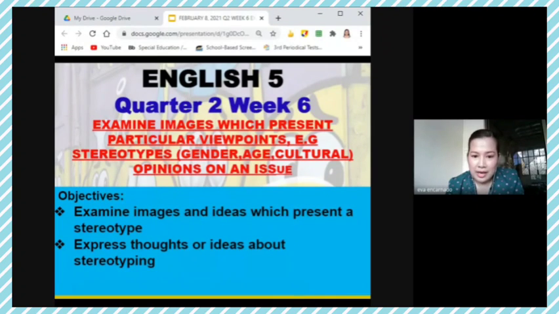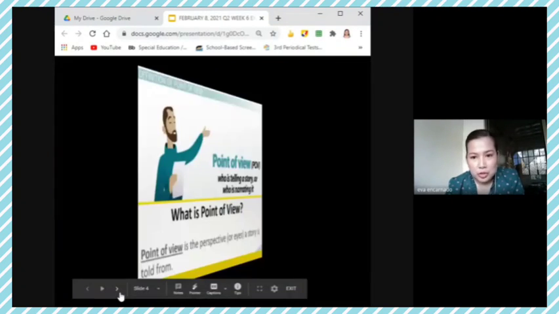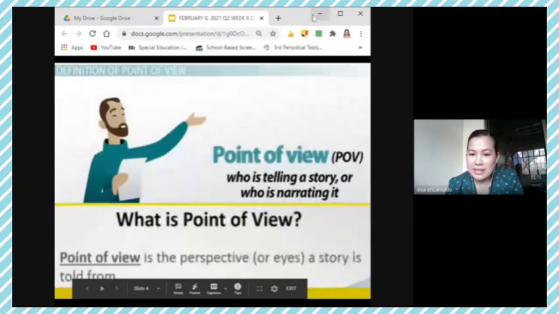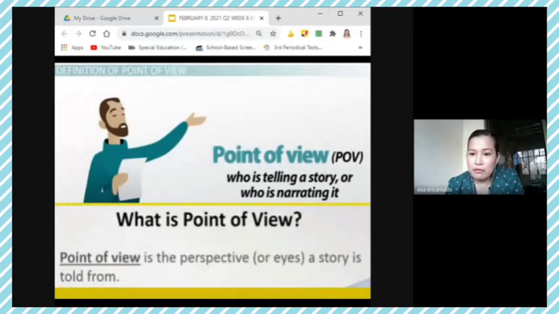But before that, of course, as usual, we have to review our past lesson, which is point of view. Point of view refers to who is telling a story or who is narrating it. When you say narrating, you are telling a story. The other definition of point of view is the perspective or eyes the story is told from. Okay? How you see the story.